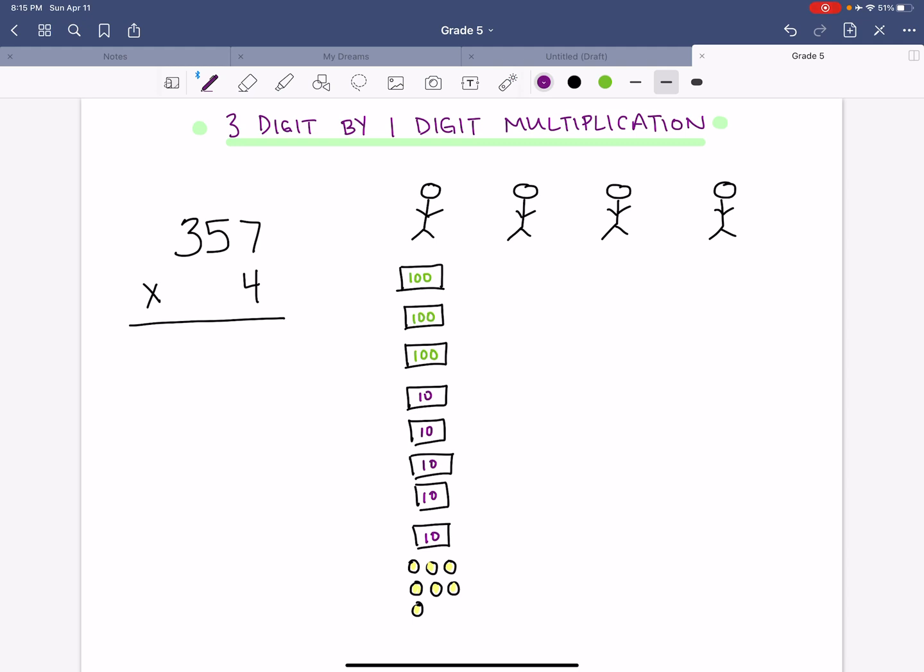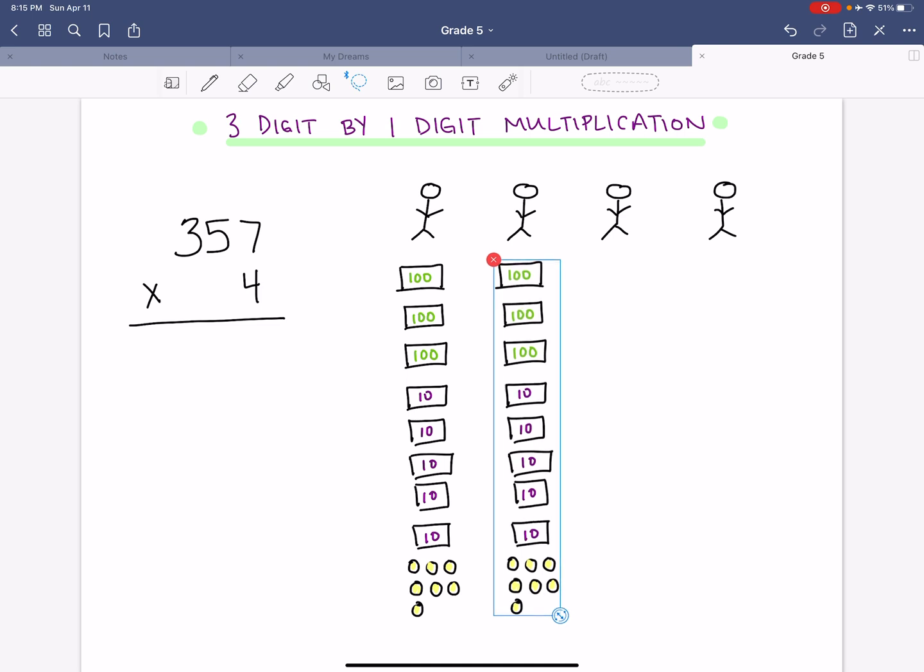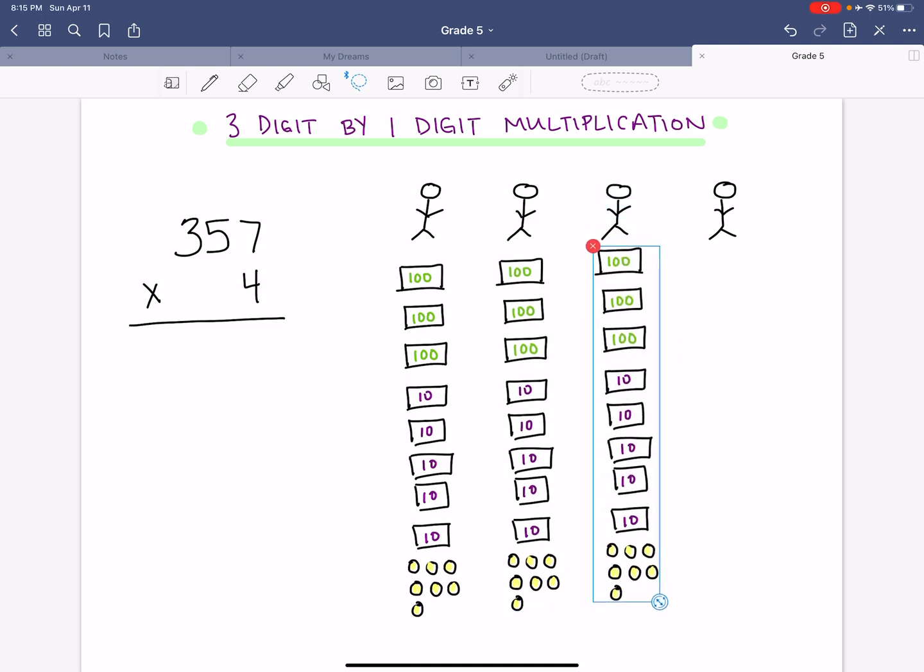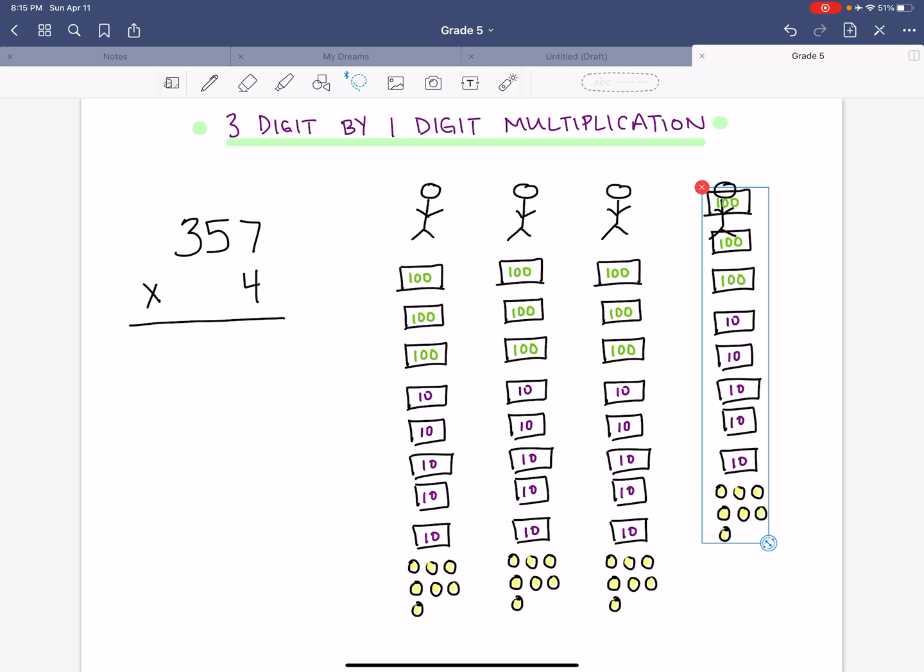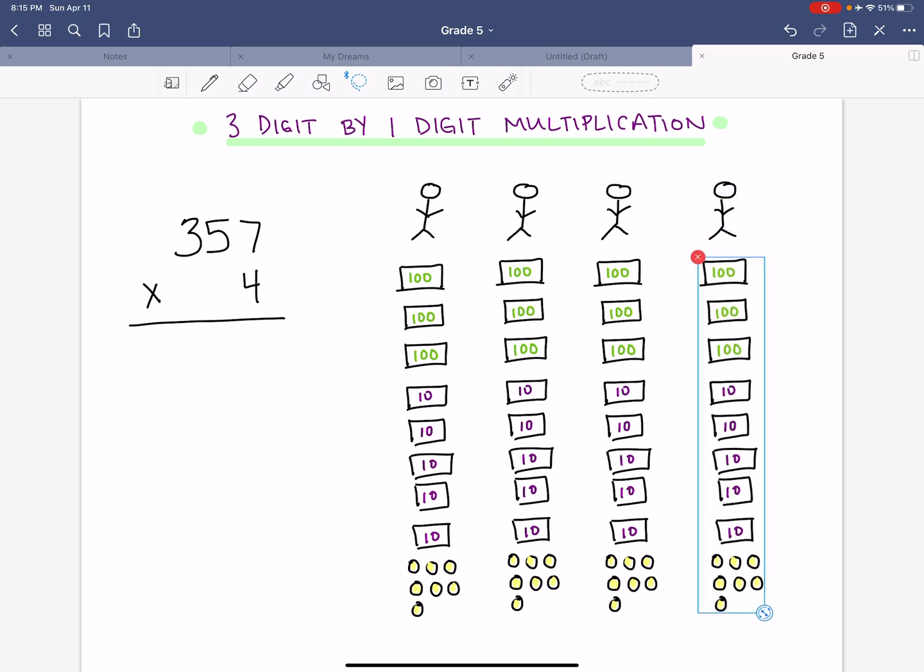And essentially what we're saying here is that it's as if there's 4 people that each have $357, right? We're multiplying 357 by 4. So if 4 people had $357, then how much money would that be altogether? So it's more or less like we're saying 357 plus 357 plus 357 plus 357.